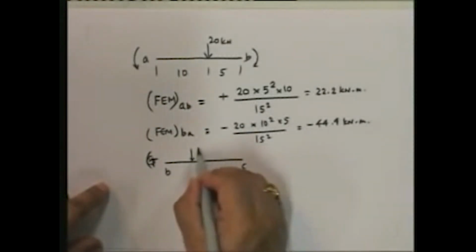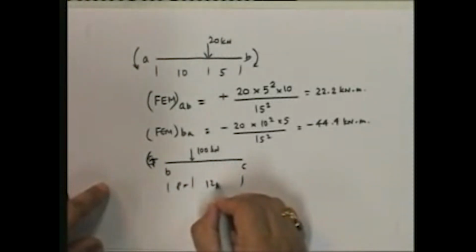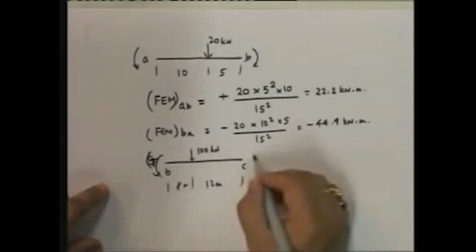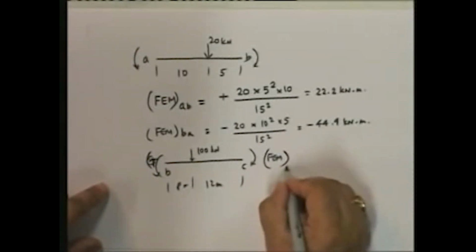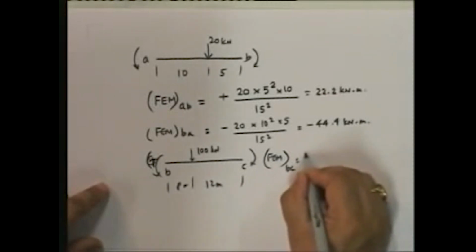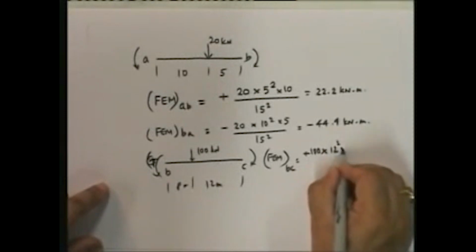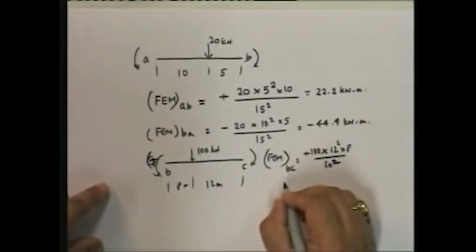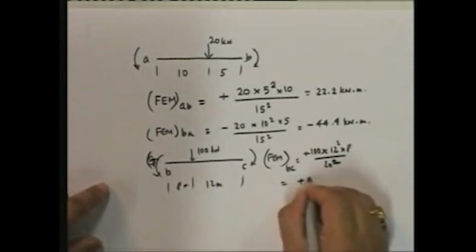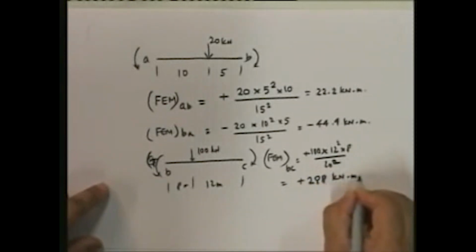BC has a 100 kilonewton force acting at 8 meters, and this is 12 meters. So this is going to be this way, this way. So the fixed end moment at BC is equal to plus 100 into 12 squared into 8 upon 20 squared. This is equal to plus 288 kilonewton meter.